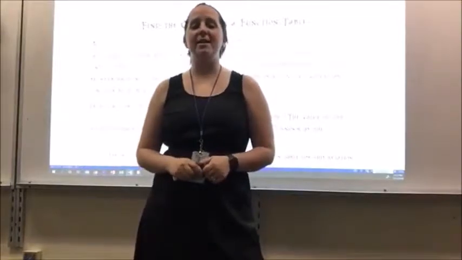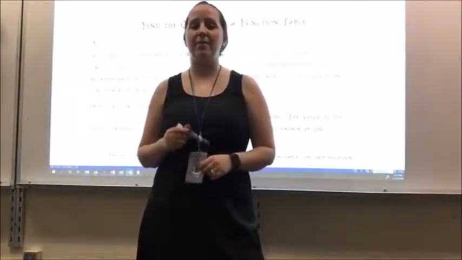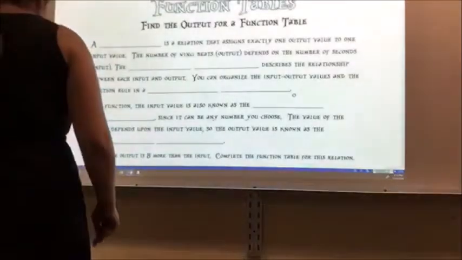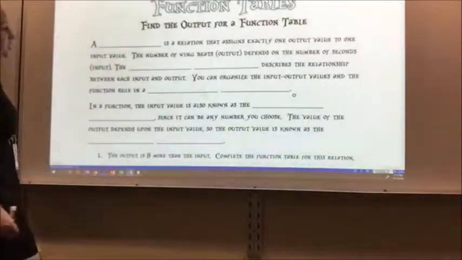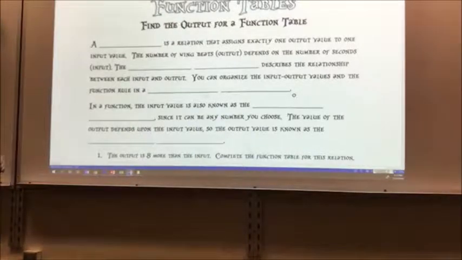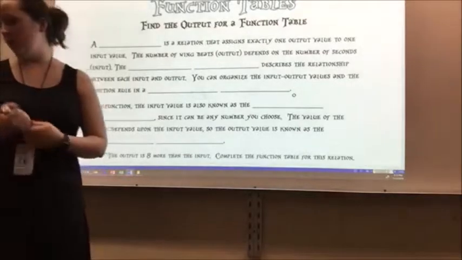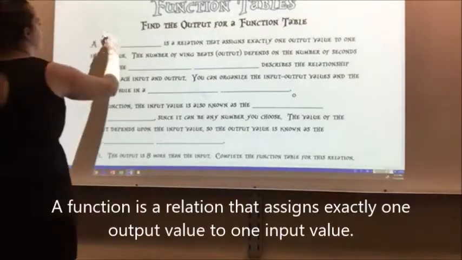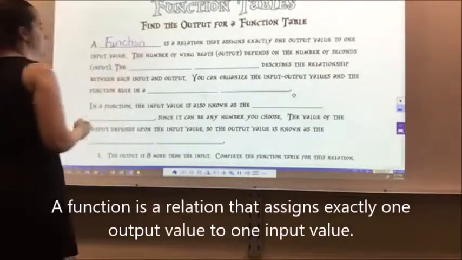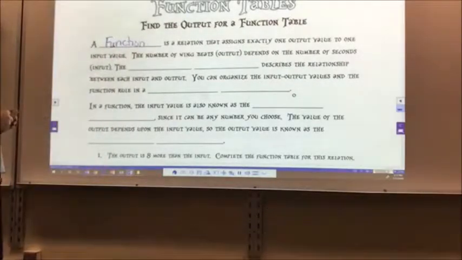All right, this is Chapter 8, Lesson 1, Function Tables. So, first thing I want to look at is finding the output for a function table. A blank is a relation that assigns exactly one output value to one input value. In that blank, you're going to write function. So a function is a relation that assigns exactly one output value to one input value.